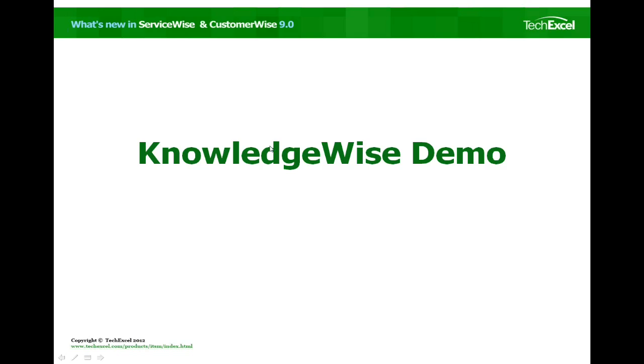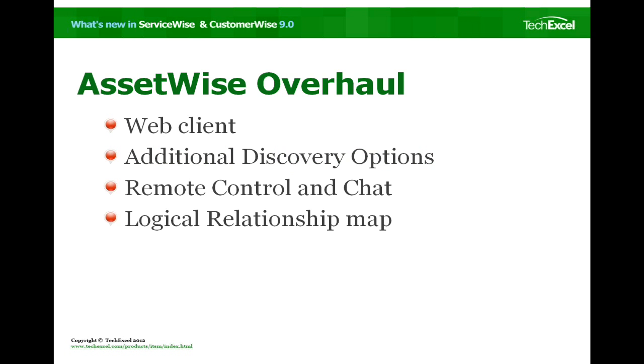Okay. Thanks, Yuxing. We'll be hearing from Yuxing again in just a few minutes to take a look at our asset management tool. But before we move into that, I want to cover some of the major items being addressed in the overhaul of AssetWise with the web client. AssetWise Web, as we've said a few times, is a web client. In addition, we have also included some additional discovery options, one of which is OCS, which I'll mention in just a second. We also have the ability to use remote control and chat, and also a logical relationship map.